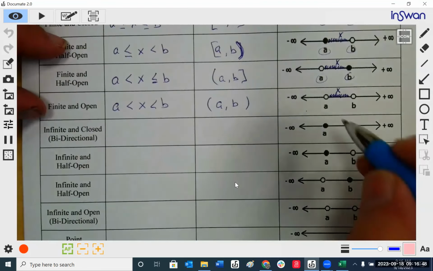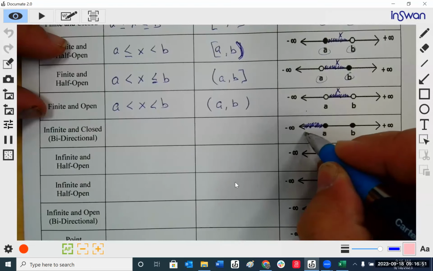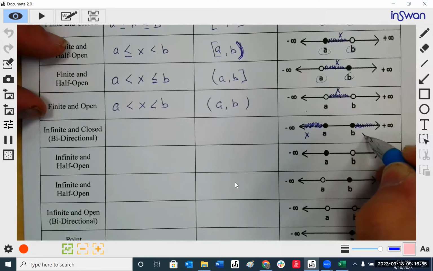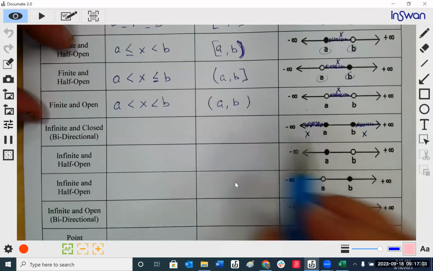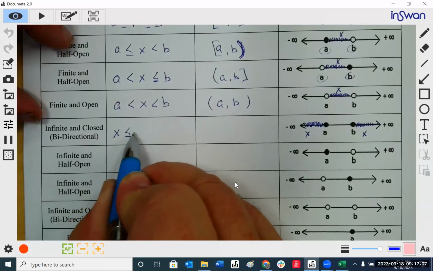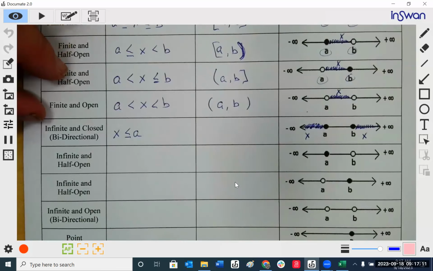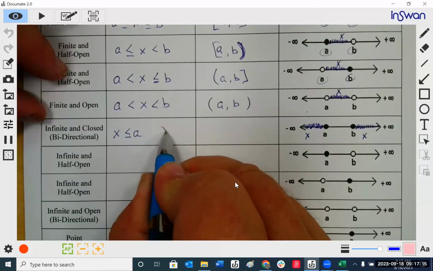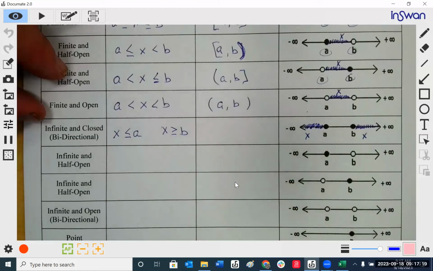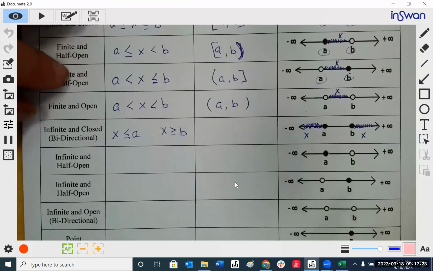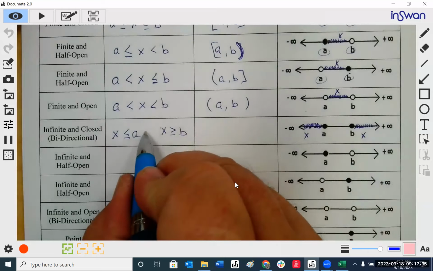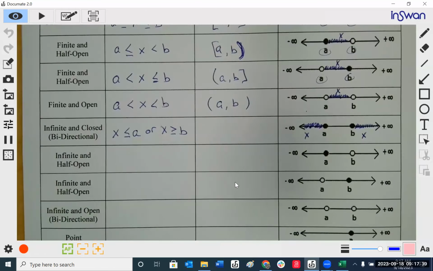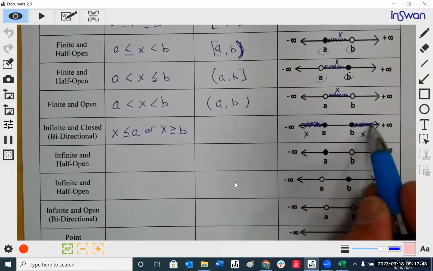Now, we're going the opposite directions, starting from a point and going the opposite directions. So look at this first one. What does this one tell us? It tells us that X is less than or equal to A, and it's also telling us that X is greater than or equal to B. Because if I'm thinking of a number that could be in here or in here, both of these are correct answers. And that's why if I have bidirectional, then I have to have the word or for the set notation. The answer is going to be in here or it's going to be in here.